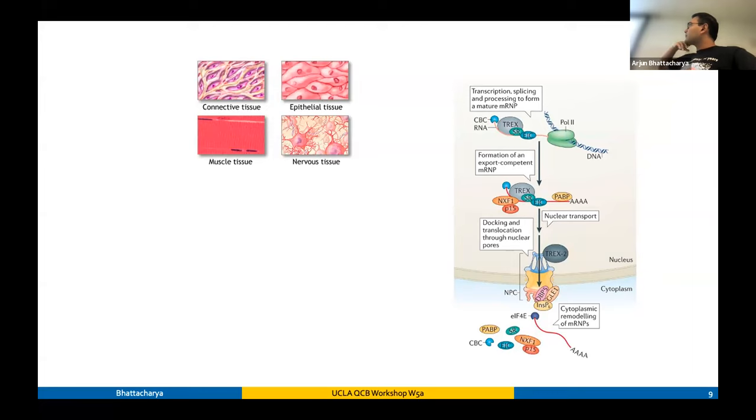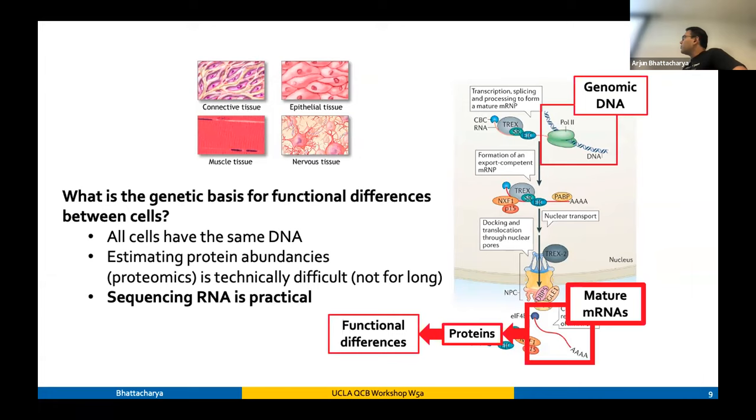So the picture that we've pulled here basically shows this really complex cellular process on the right-hand side, which leads to differences in cells within a mature adult heart. So we have these questions of what exactly are the genetic bases of these functional differences between cells, and what makes connective tissue different from muscle tissue or epithelial tissue.